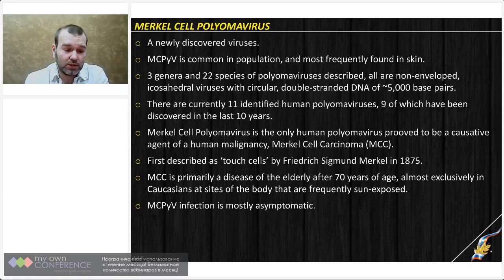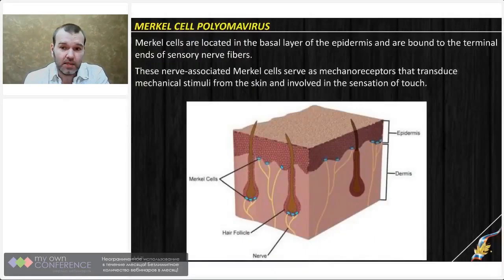So it was noticed that the main number of people who are affected with MCC are people of Caucasian race, usually older than 70 years, and living in an area with high exposure to sun. Some infections caused by Merkel cell polyomavirus are asymptomatic, but again, they can transform to malignancy.